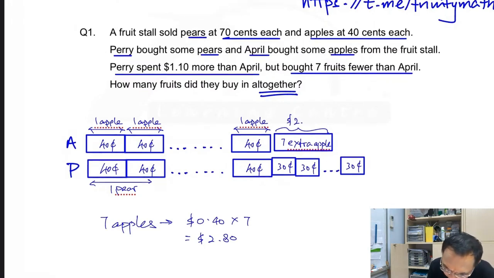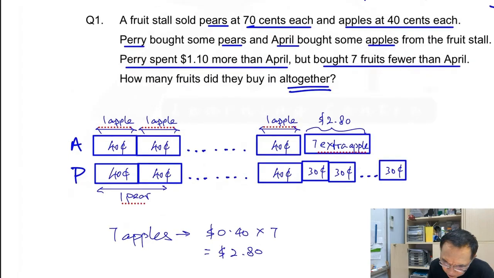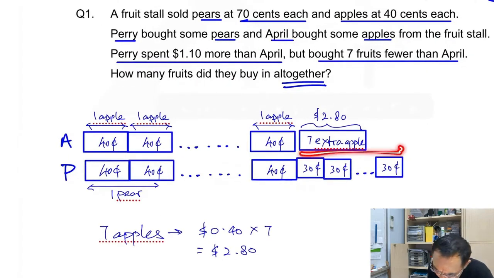And because of these extra apples, the difference now looks less. Originally, the difference should be like this. But now the difference is only like this. Okay? Children, which one is the $1.10? Is it the longer red line?